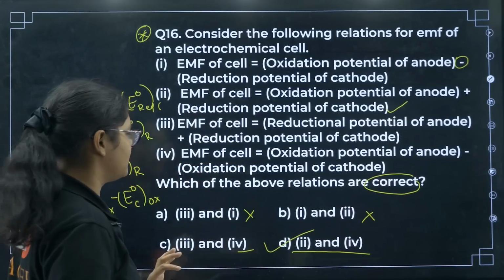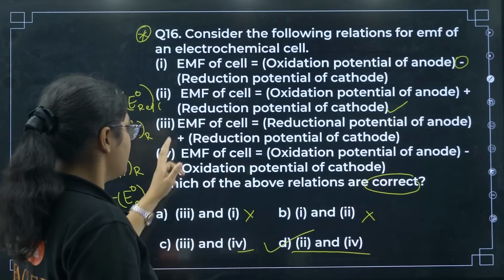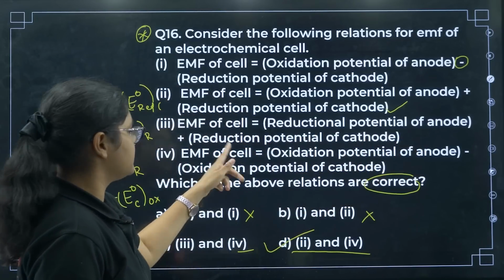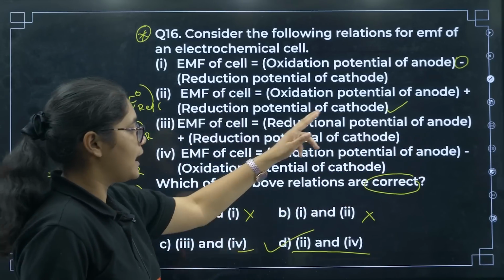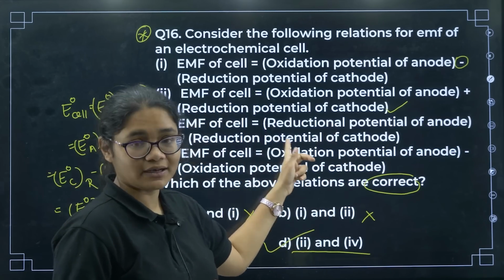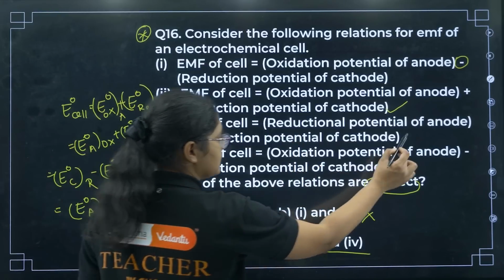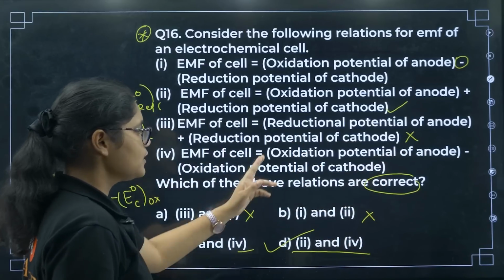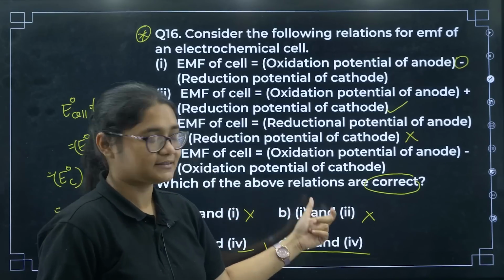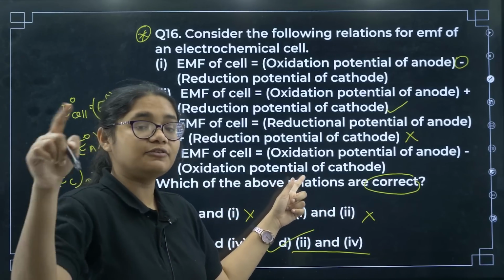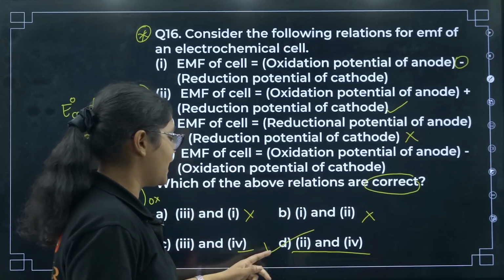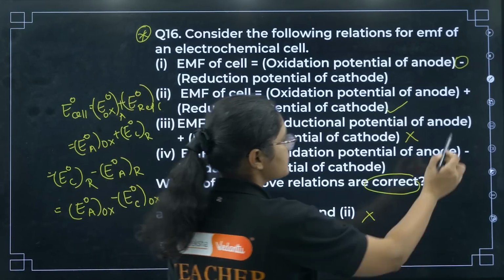By elimination method I am telling, but let us check the other options. EMF of the cell is equal to reduction potential of anode plus reduction potential of cathode. No, anode undergoes oxidation. If you are writing its reduction potential, it has to be negative, so this is incorrect. Next, oxidation potential of anode minus oxidation potential of cathode. Cathode actually undergoes reduction, but if I want to write its oxidation potential, it has to be negative, so it is 2 and 4. Good question, this one.